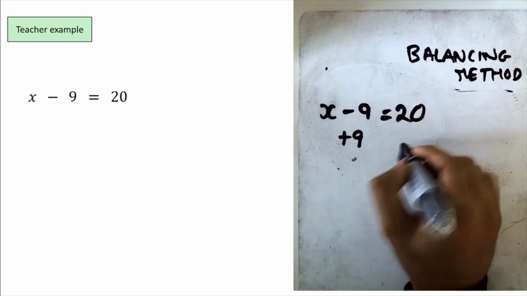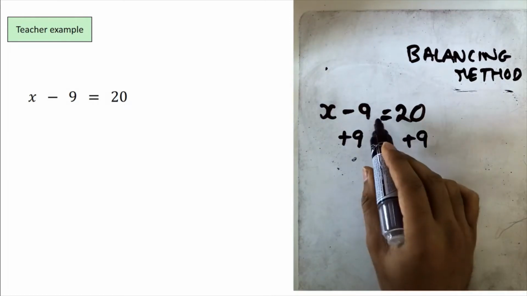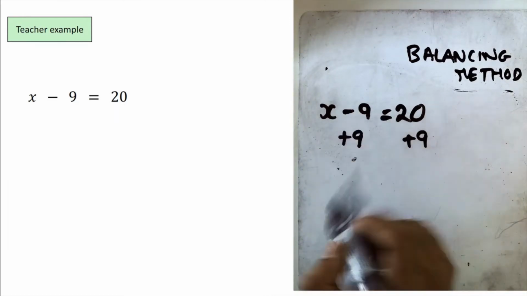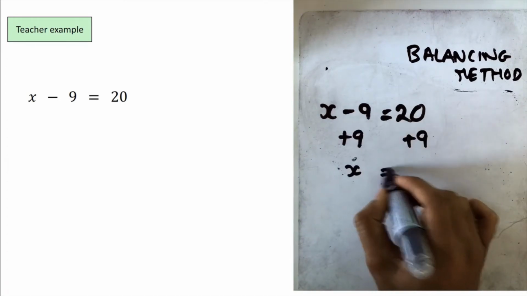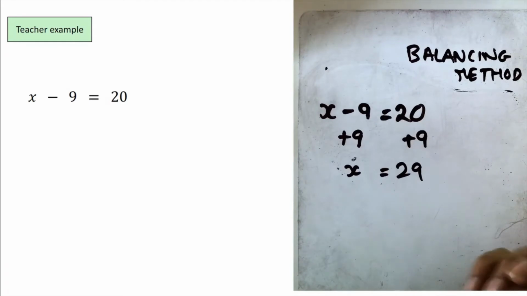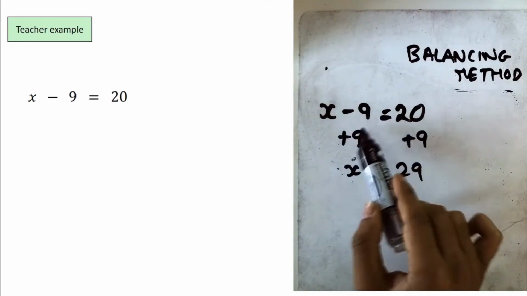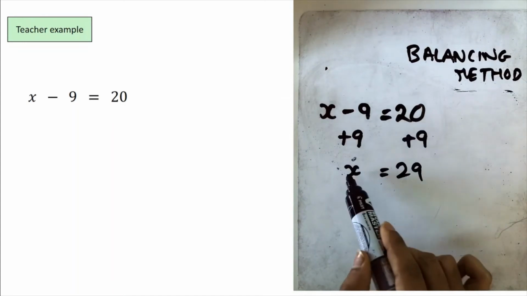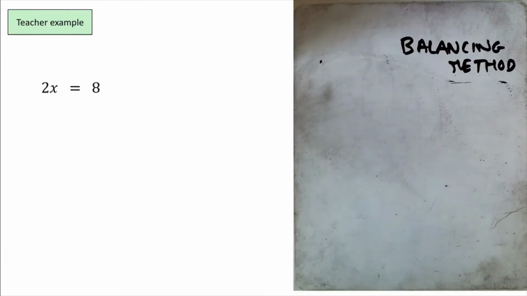If we're adding 9 on one side, we need to add 9 on the other side to make sure that we are still balanced and we are still equal on both sides. So x take away 9 add 9 is x. 20 add 9 is 29. It's just one step because we've literally done one step. If you have x take away 9 is equal to 20, add 9 on both sides and you'll be left with just x is equal to 29. Right, let's look at another example.